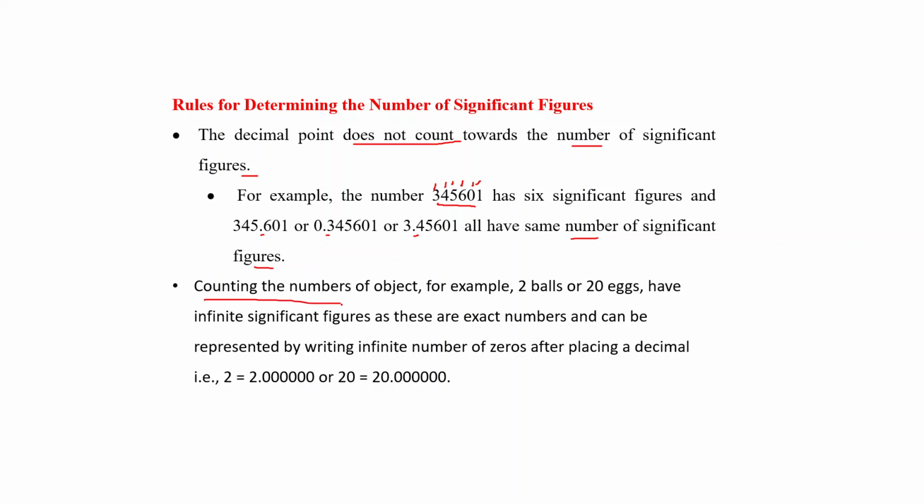Counting the number of objects, that is counting numbers. For example, 2 balls. Number of balls is 2. Now, in this case, we can say that there is no uncertainty. 2 balls means 2 balls. 20 have infinite significant figures, as these are exact numbers and can be represented by writing an infinite number of zeros after placing a decimal. That is, 2 can be represented like this, and 20 can be represented like this. That's why such exact numbers have an infinite number of significant figures.